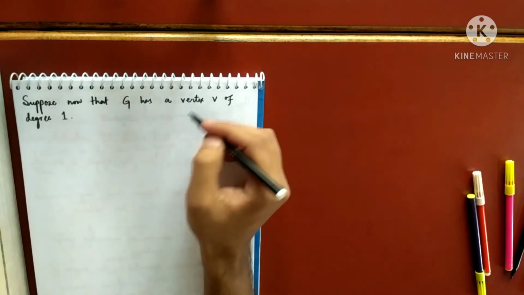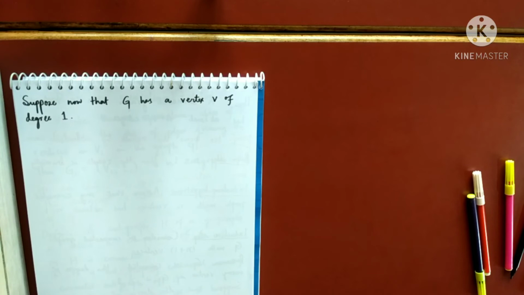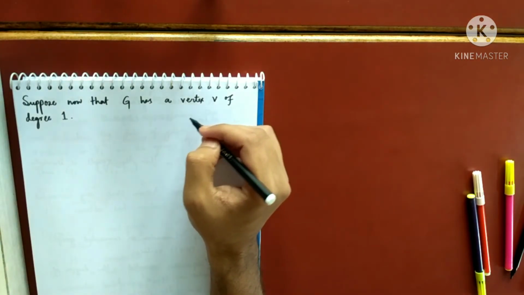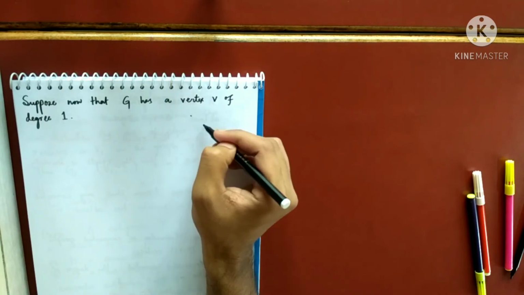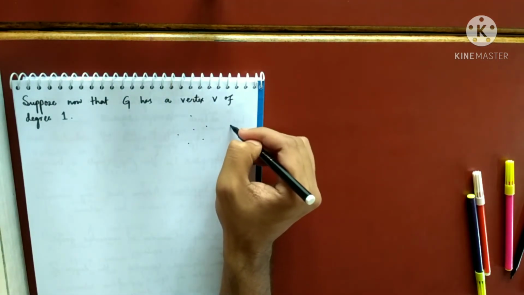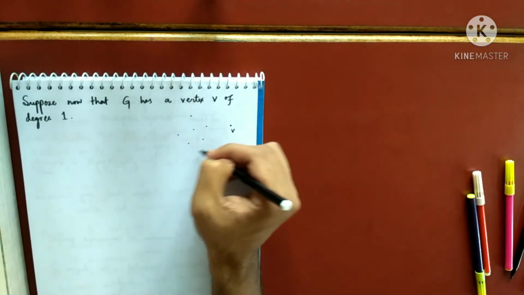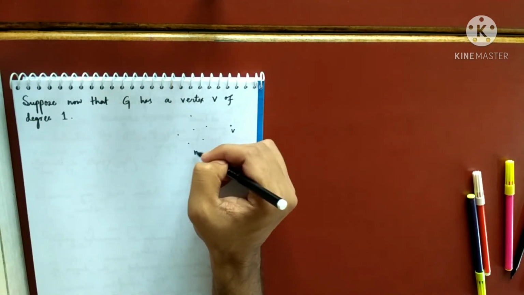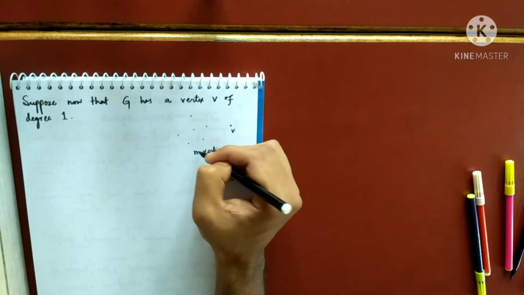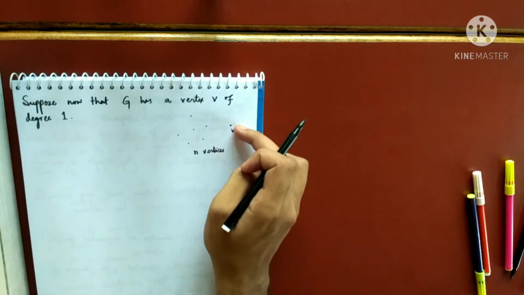So how will G look like? Try to understand. Keep that in mind. G is a connected graph. So G has got n plus 1 edges. Just try to understand my point. This is V. How many vertices are there? N vertices are there. And including this, how many vertices are there in G? It has got n plus 1 vertices.